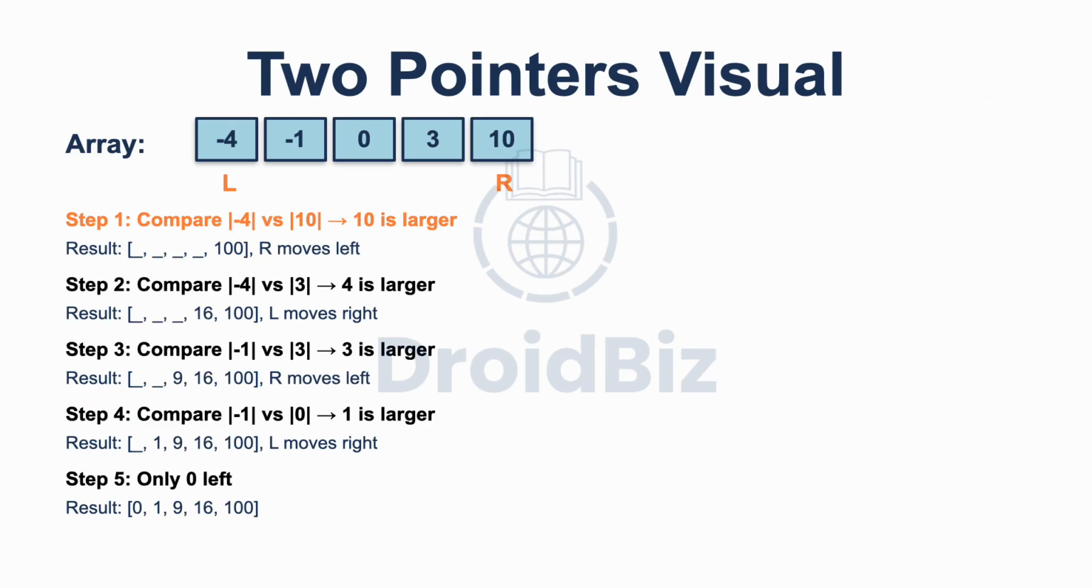Let's visualize the 2 pointers approach step by step. Our array is -4, -1, 0, 3, and 10. L points to the left at -4, and R points to the right at 10. Step 1. We compare the absolute value of -4 versus 10. 10 is larger, so we place 100 in the result.